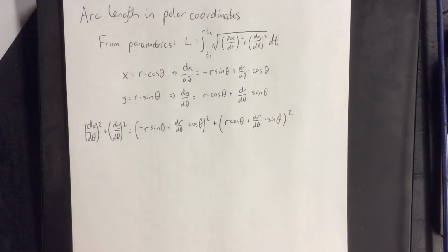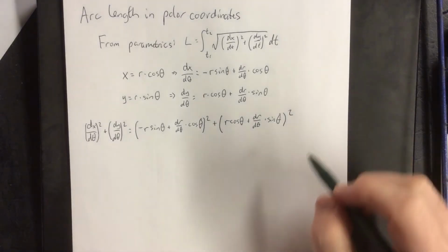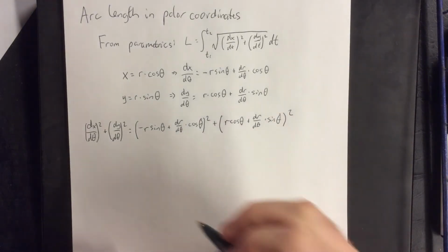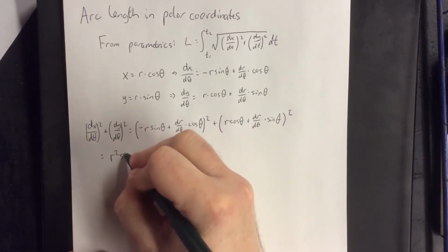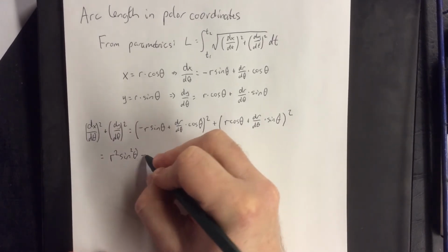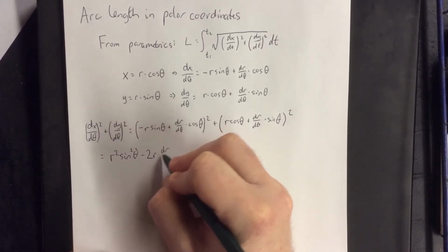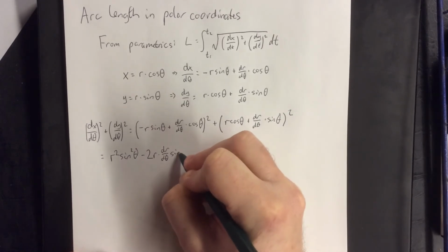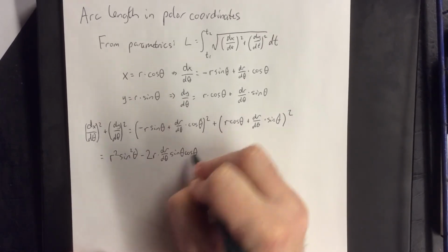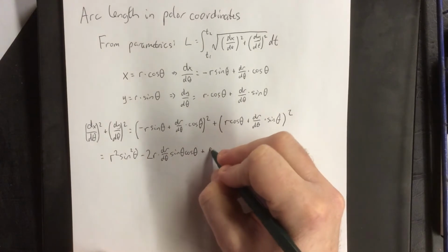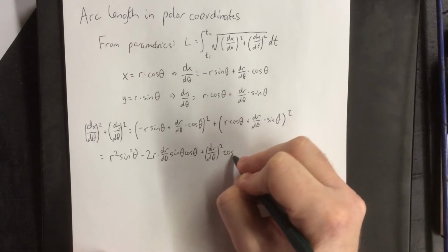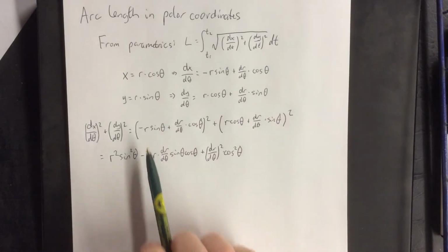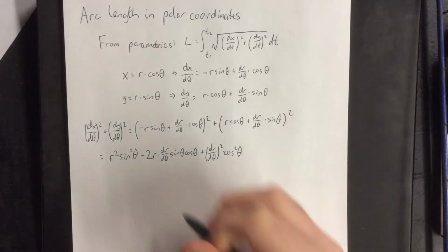This is why I always say that FOIL is my second favorite four-letter F word, because we are about to have a lot of fun. And the fun just has way too many letters. So, FOIL this guy, we are going to get r squared sine squared theta minus 2r dr d theta sine theta cosine theta. That comes from our inner and outer terms, plus dr d theta squared times the cosine squared of theta. That's just from expanding this set of parentheses.